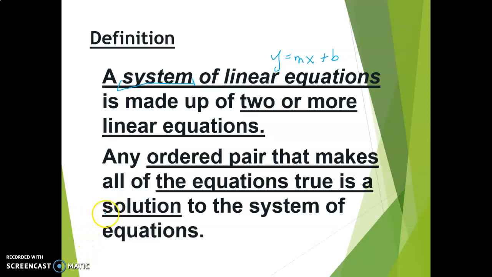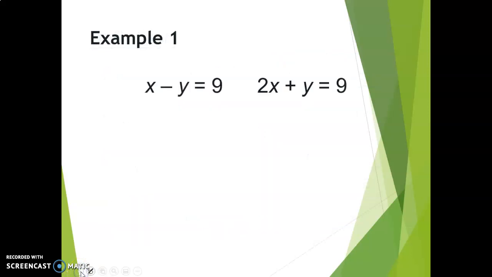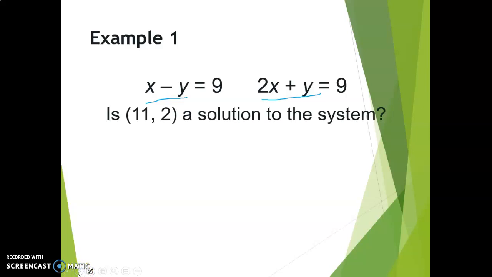So let's start off by checking some ordered pairs and seeing if they are solutions to the system. Remember that if something is a solution, it makes a true statement. So let's take a look at our first system of linear equations. It's a system because we have two, and linear equations because they both have x and y variables. And we want to check and see if the point 11, 2 is a solution to the system. That means, does it make this one true? And does it make this one true? So everywhere we see an x, we're going to plug in 11. And everywhere we see a y, we're going to plug in a 2.